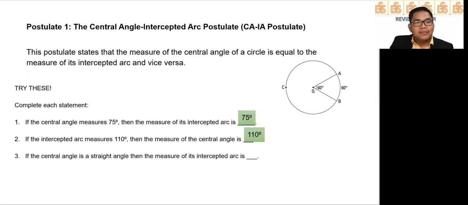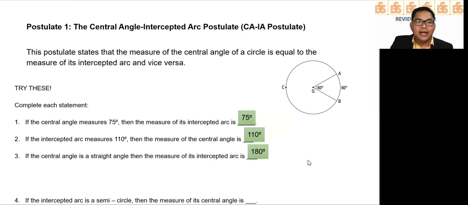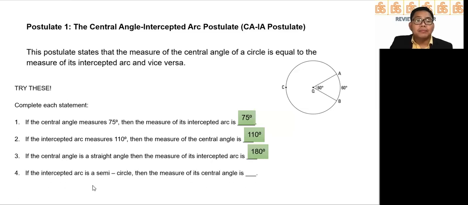Number three, if the central angle is a straight angle, then the measure of its intercepted arc is... What is the measurement of a straight angle? A straight angle forms a straight line, which is 180 degrees. So the measurement of its intercepted arc is also 180 degrees. Remember that. Number four, if the intercepted arc is a semicircle, then what is the measure of the central angle? A semicircle is half of the circle. One revolution of the unit circle is 360, so half of it is 180 degrees. It's actually the reverse of question number three.